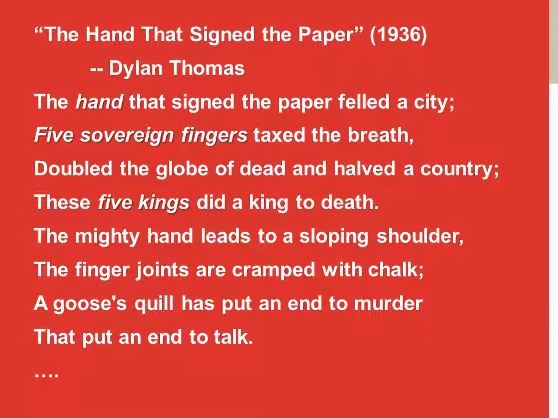This exemplifies synecdoche. There's a poem called The Hand That Signed the Paper by Dylan Thomas. It's giving sovereign power to the hand as opposed to the individual king or sovereign or dictator. "The hand that signed the paper felled a city. Five sovereign fingers taxed the breath, doubled the globe of dead and halved a country. These five kings did a king to death." So the synecdoche here is that in the individual finger or the collective hand is the identity of the one with the power to do these things.